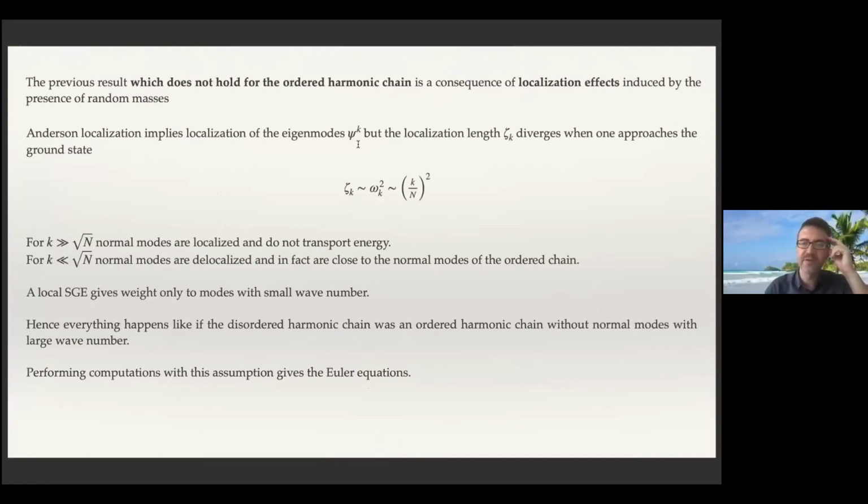are localized now. Before they were delocalized, they were just some sine function mainly. But now they are localized, but in fact, the localization length psi k depends on the wave number k, and it starts to diverge when k is too small. More exactly, the inverse of the localization length is of order k squared over n. Okay, so what does it mean? It means that if k is very big with respect to the square root of n, the normal modes are localized. And if they are localized, they don't move, and so they don't transport energy. But for k less than the square root of n, they are extended, in fact, and they are very close to the normal modes of the ordered chain.